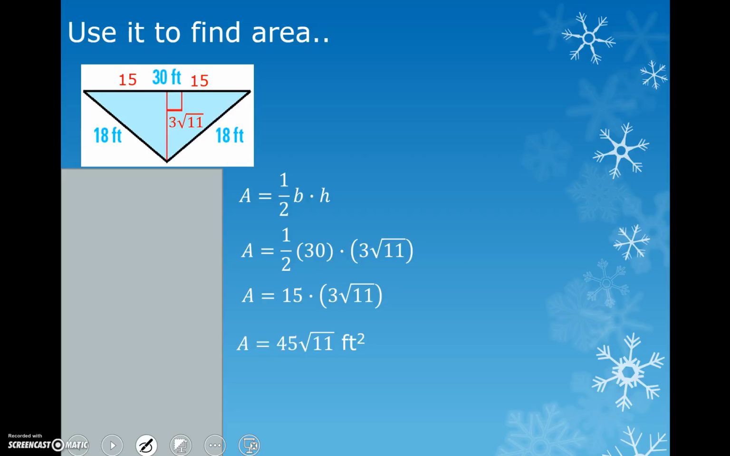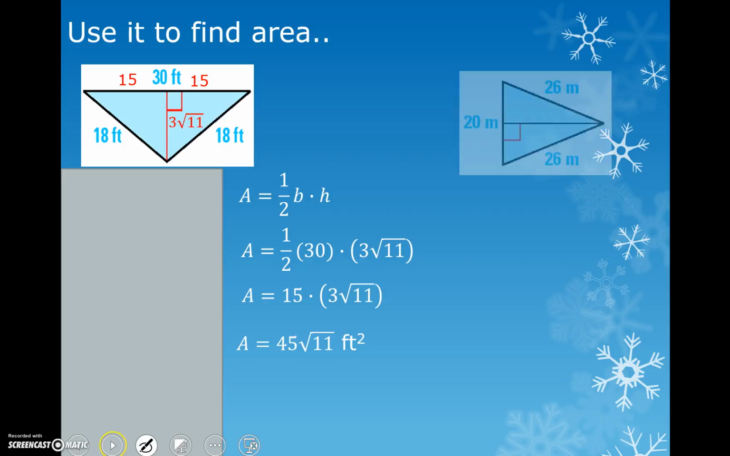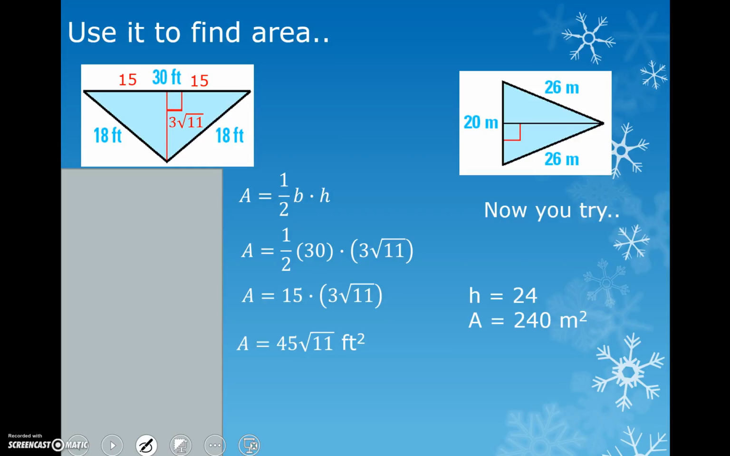If you didn't follow that, again, please hit pause, ask your teacher for questions. Make sure you're understanding why we're putting things in and how to multiply these things together. Okay? All right, why don't you go ahead and hit the pause button and try this problem out on your own, and I will give you the answer in just a moment. Okay, so for this one, what we end up with is a height of 24 and an area of 240 meters squared. If you didn't get that, ask your teacher.